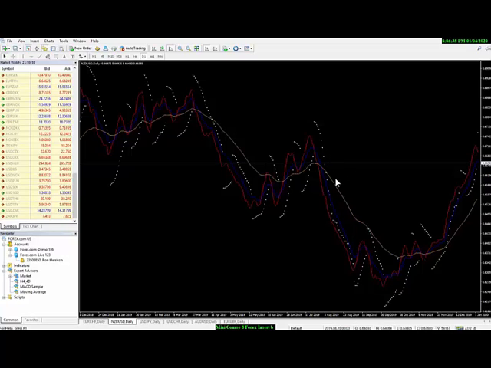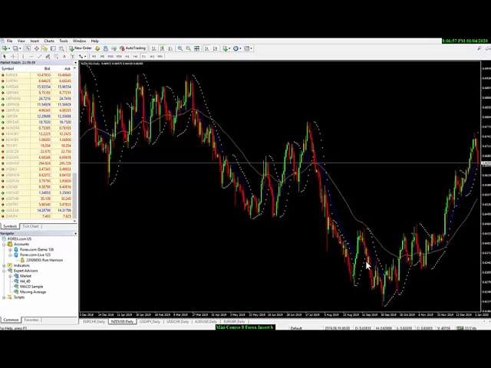So I'm only going to take sell signals from the Parabolic SAR. In other words, I'm only going to be in the trade when the dots are above the candles. So we would ignore any opposing signals. So we would ignore this buy signal. In other words, if it flipped from above to below, I would just be in cash.